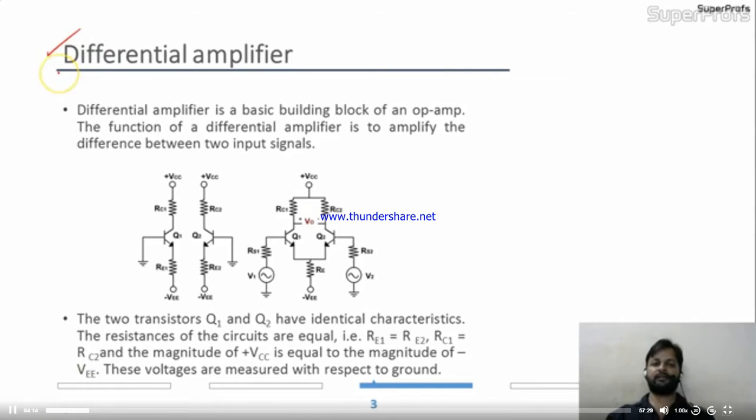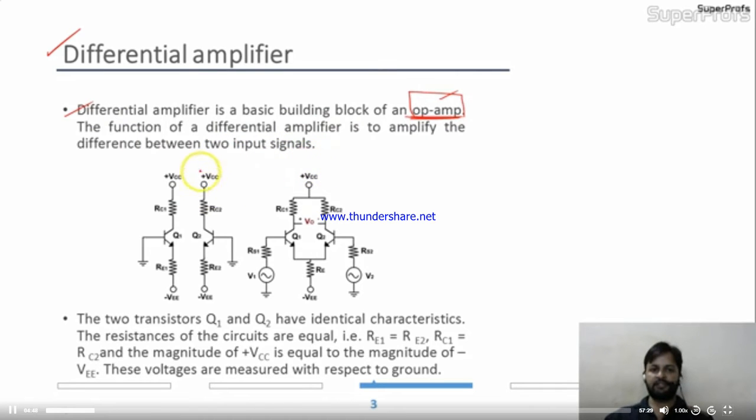So this is the building block of Opamp. First we'll discuss the differential amplifier. This kind of BJT circuitry is given over here, and then we'll switch to the Opamp circuit. The differential amplifier is a basic building block of an Opamp. This is the operational amplifier, and the short name of operational amplifier is Opamp. The function of a differential amplifier is to amplify the difference between two input signals.